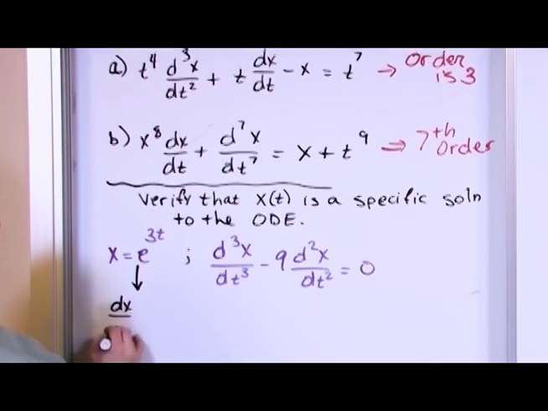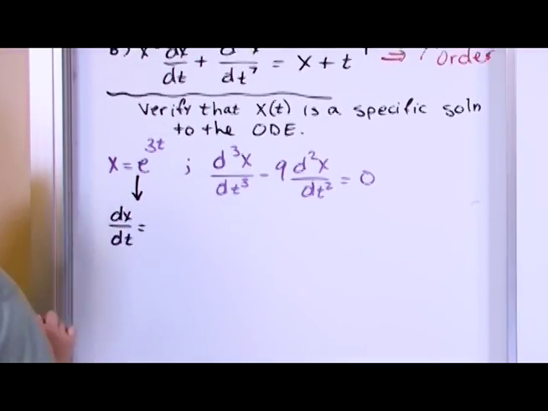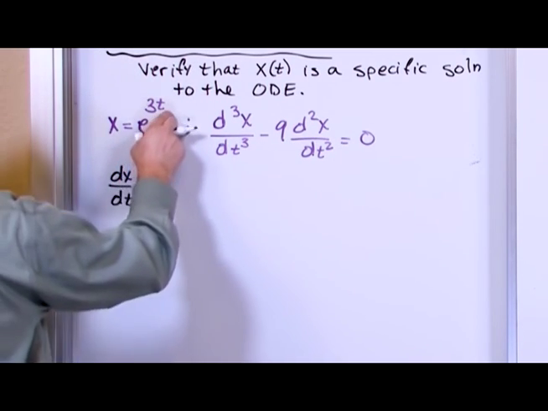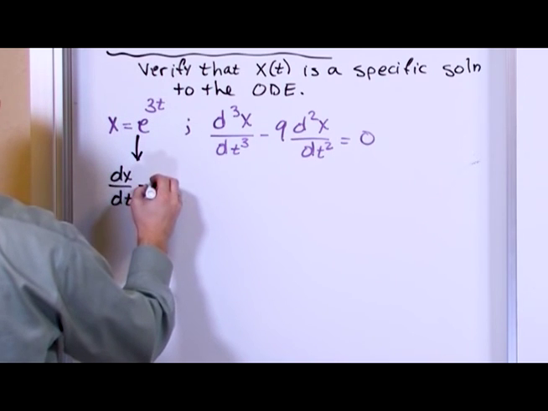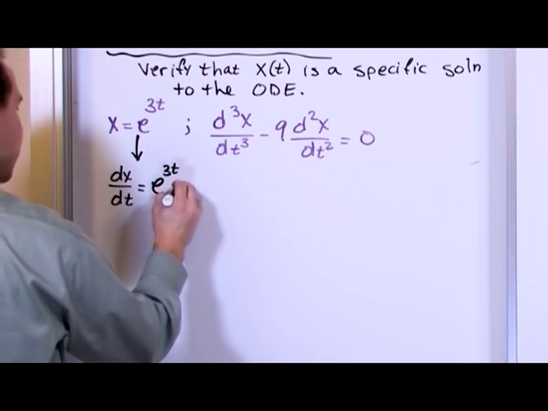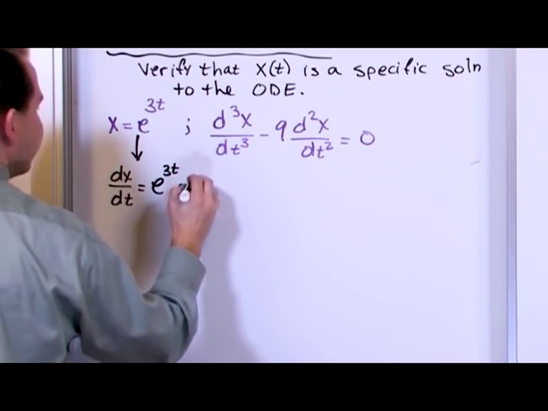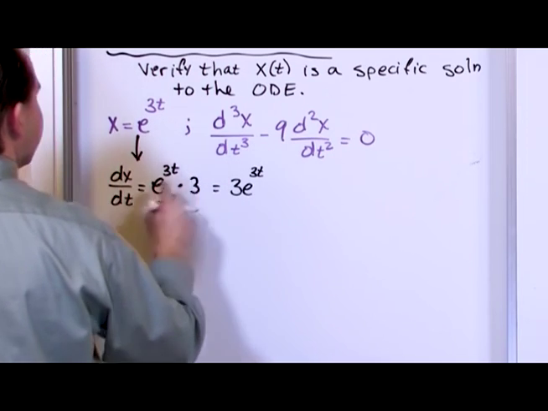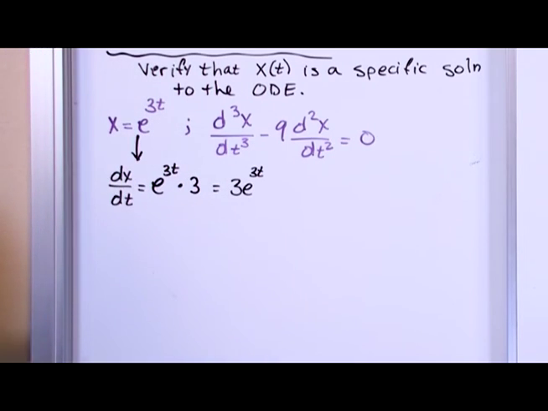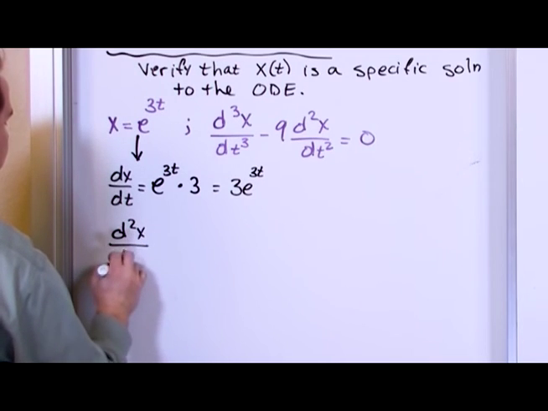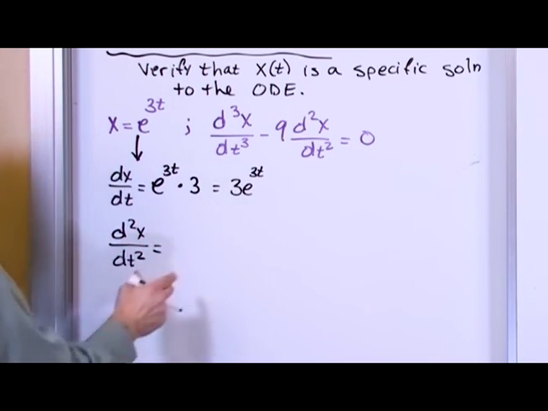So we'll say dx with respect to time is equal to, now this isn't nice exponential. Exponentials are very nice because the derivative is very easy to calculate. The derivative of this is just simply equal to e to the 3t, which is the exponential itself, times the derivative of the exponent, which is 3. So you're going to end up with 3e to the 3t. That's the first derivative.